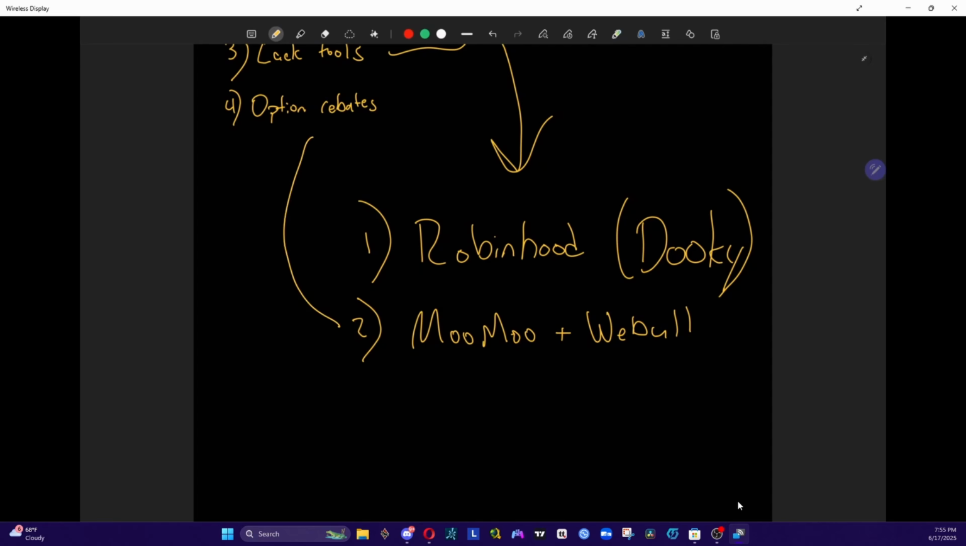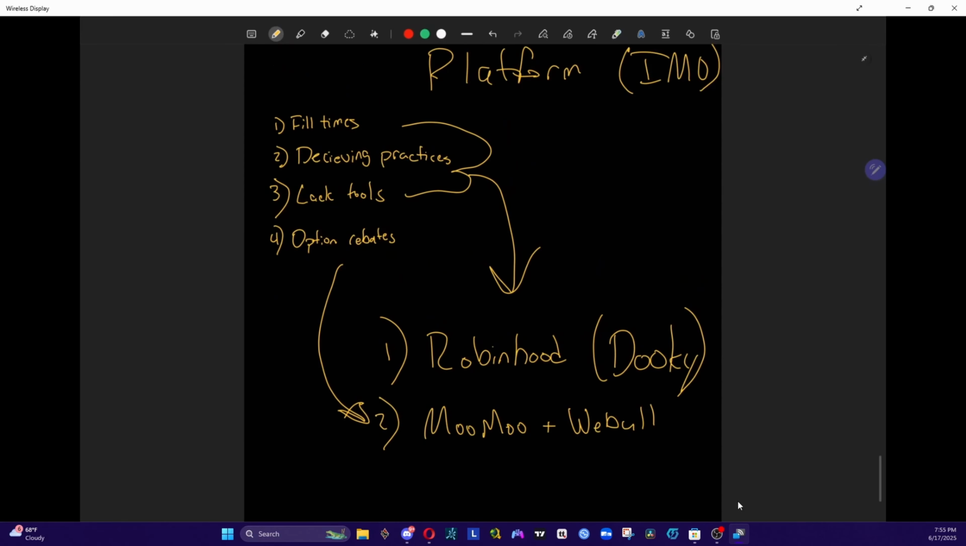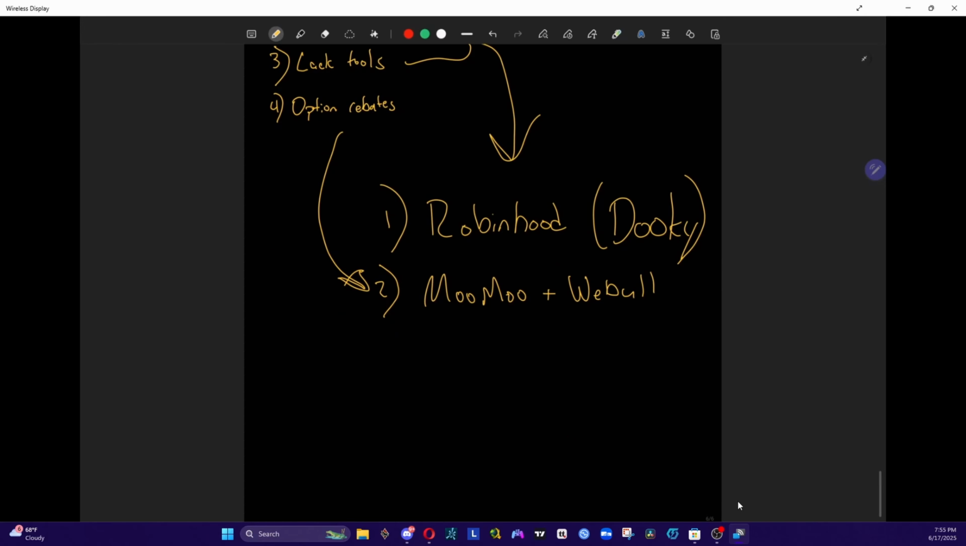Everyone thinks that Webull's great, and if it's working for you, that's absolutely fine. But one thing that sucks is I think they're heading into the option rebates thing, which I don't understand and is concerning to me. But the thing that sucks about Webull is actually it lacks a lot of tools that a platform like that should have. It has a little bit of deceiving practices, and the fill times are not the greatest. So that's why Webull is number 2.